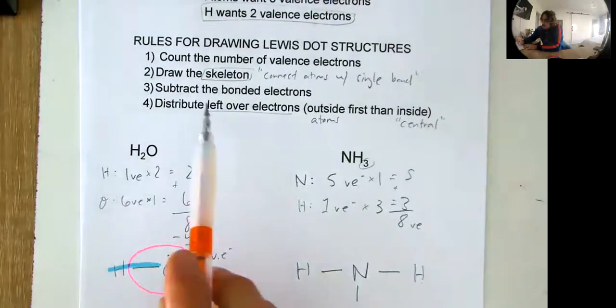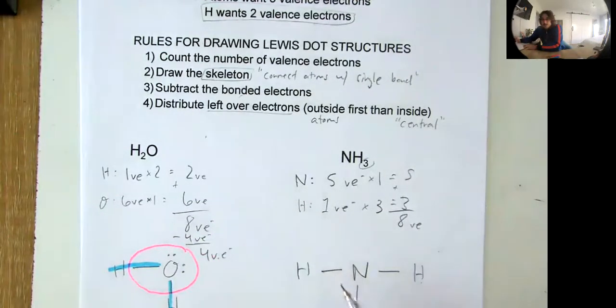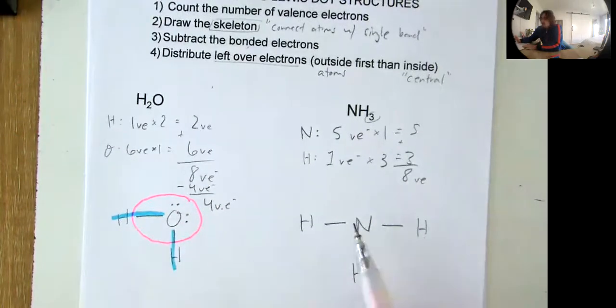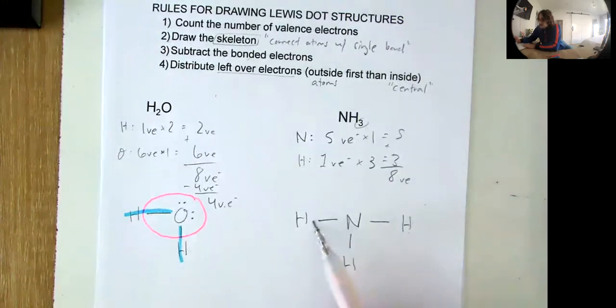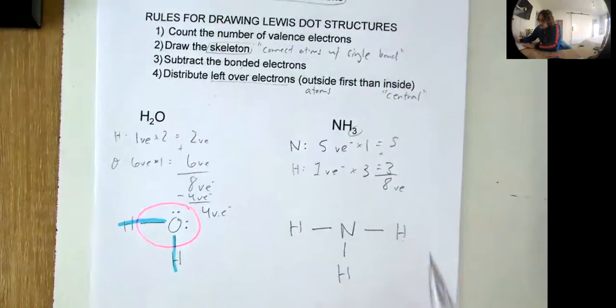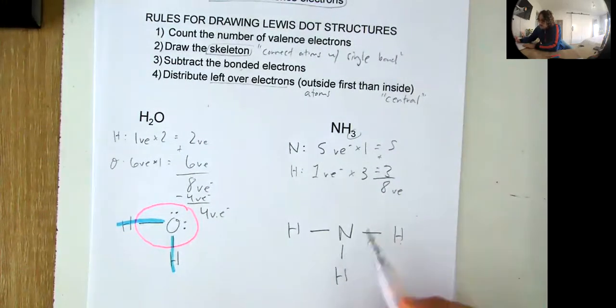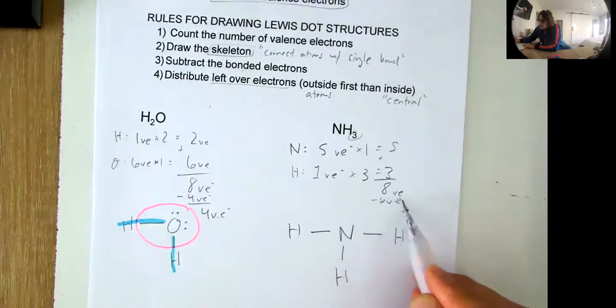Okay, subtract the bonded electrons. How many electrons did we just draw? Well, each bond is 2 shared electrons. That's 2, 4, 6 electrons that were used up. So we have to subtract away 6 electrons from our total. We have 2 electrons to draw.